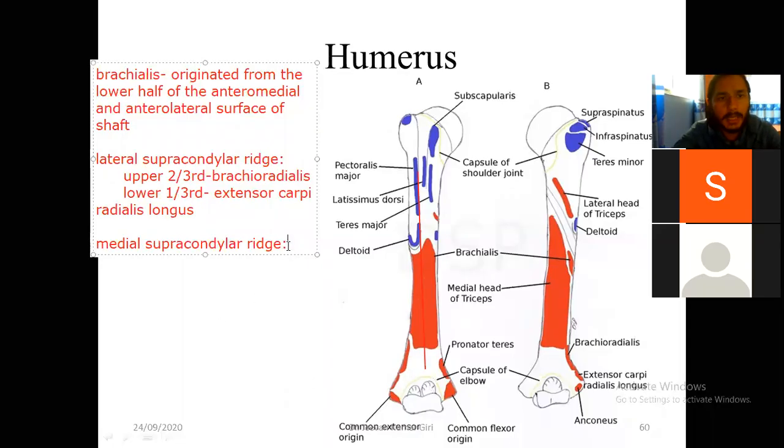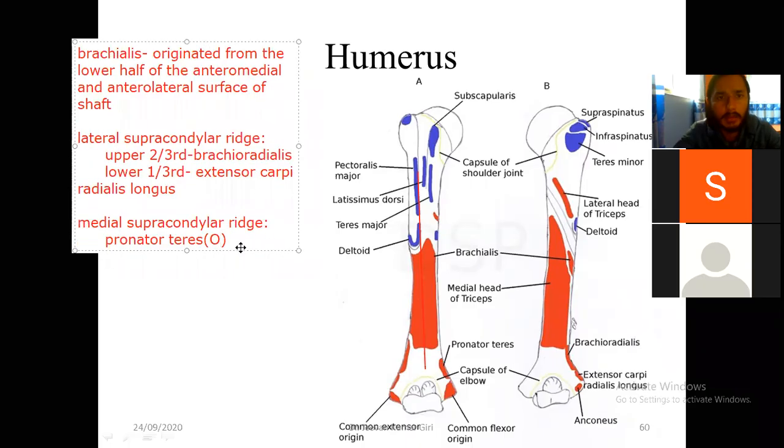In the medial supracondylar ridge, can you see the muscles? This is the muscle. In the medial supracondylar ridge, you will see only one muscle, that is the pronator teres. The pronator teres, just in bracket I will write the origin, takes its origin from the medial supracondylar ridge, almost the lower part of it. Just remember this. Up to here, any confusion? No confusion.